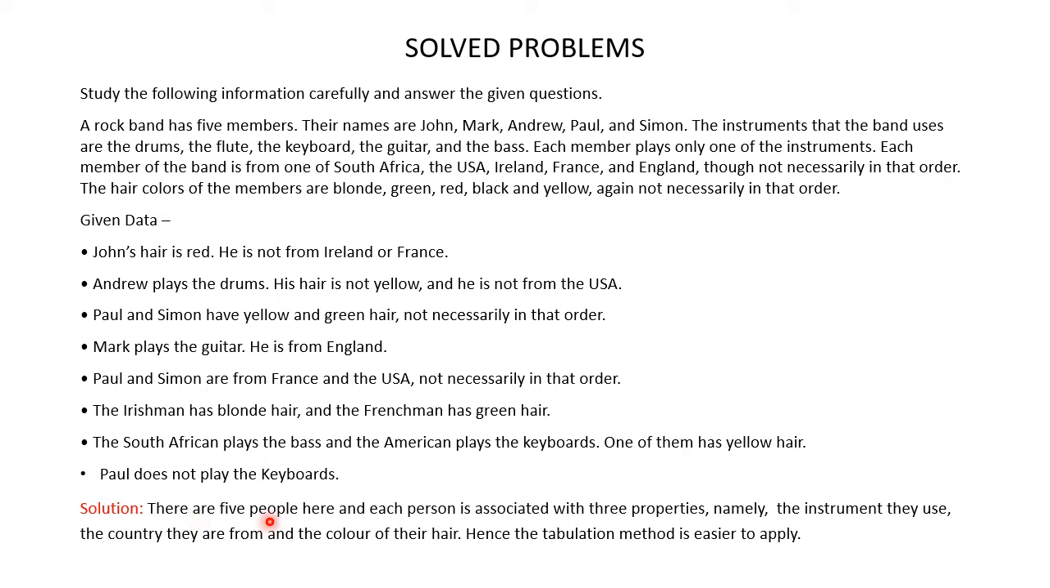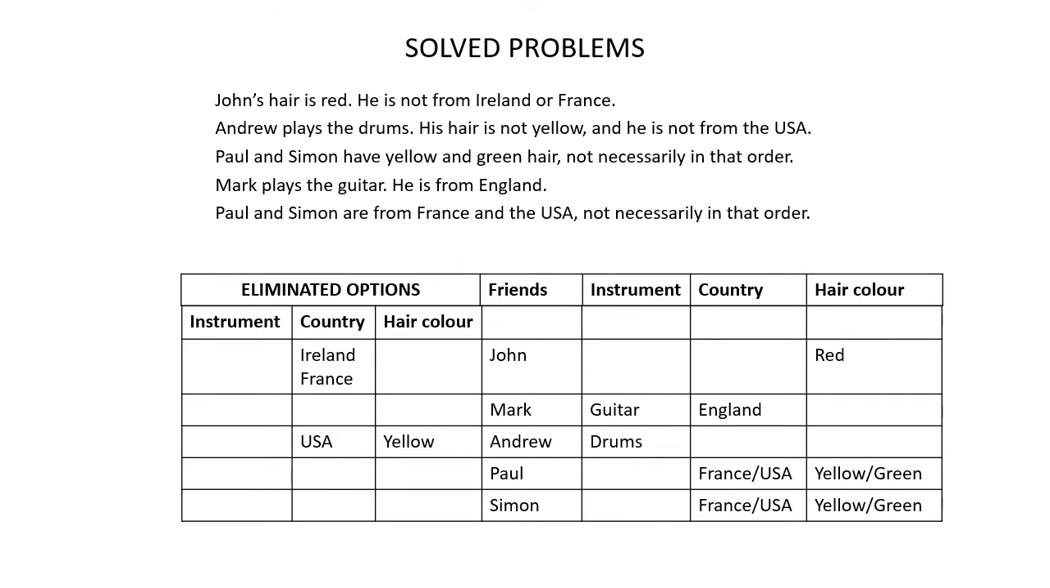Now it's given that there are 5 people here and each person is associated with 3 properties, namely the instrument they use, the country they are from, and the color of their hair. Hence, the tabulation method is easier to apply. It's given there are five friends and each of them plays a different instrument, is from a different country, and has a different hair color.